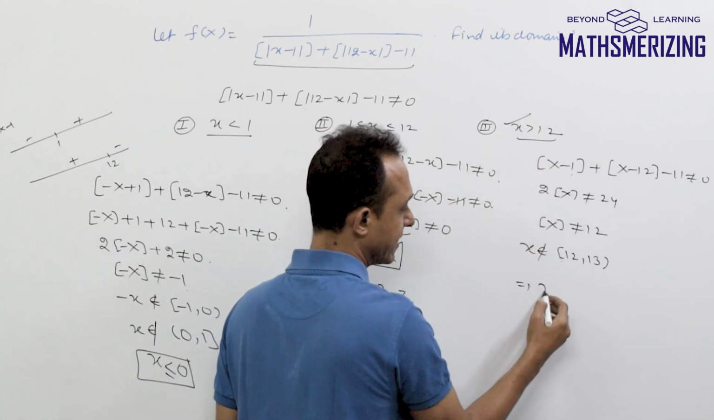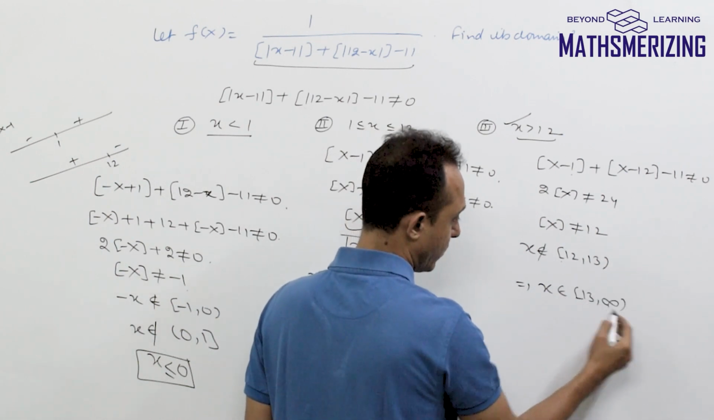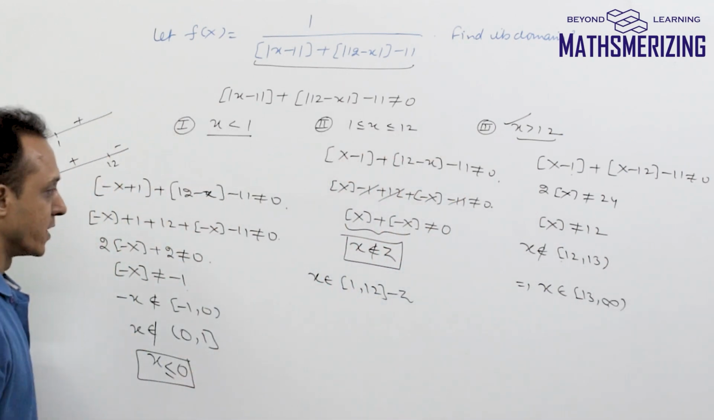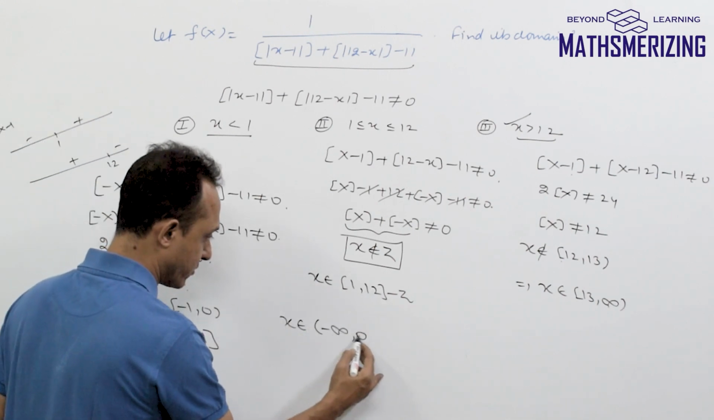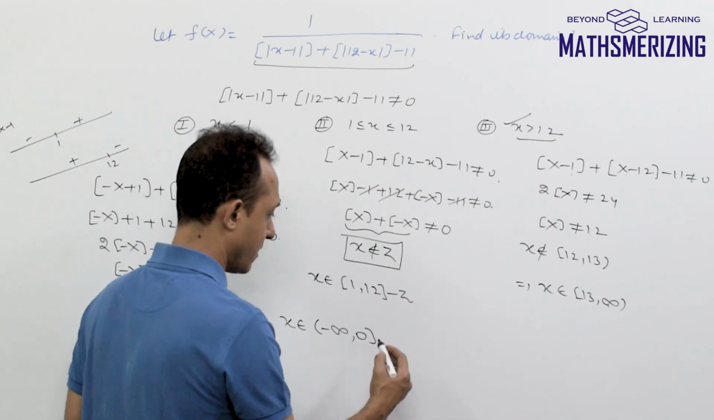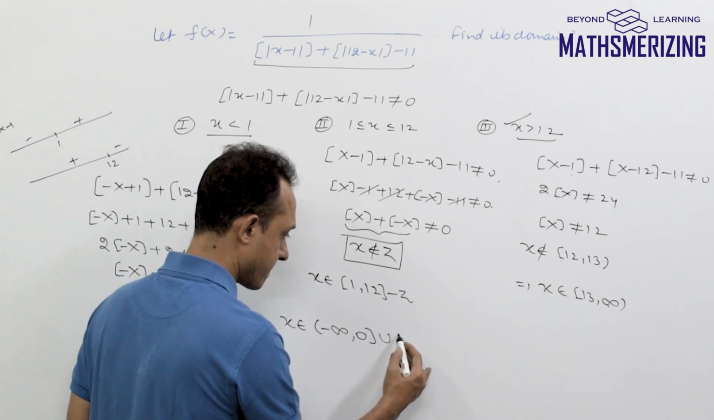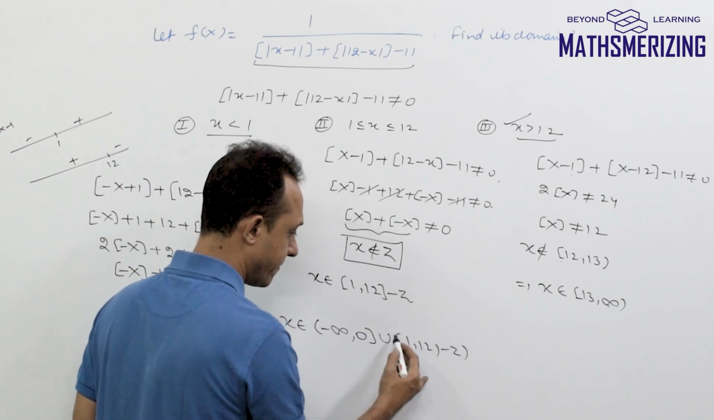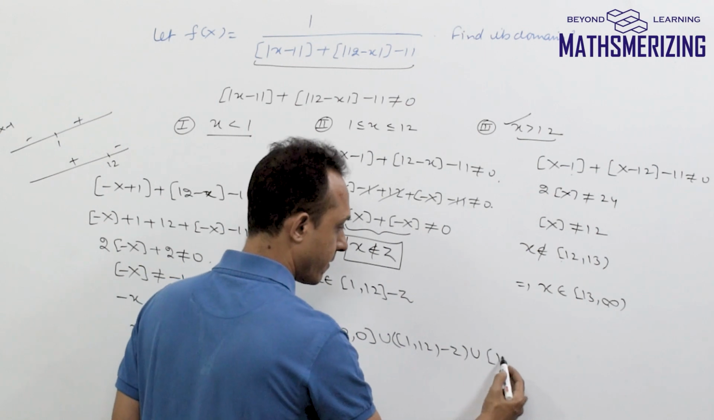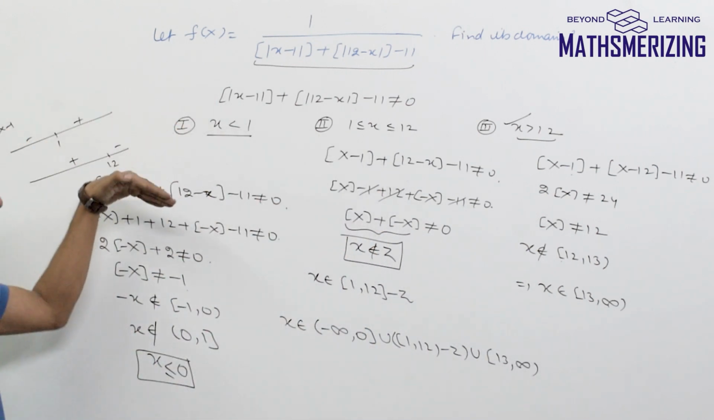So the result I'll get is the value of x should lie between 13 to infinity. So the answer to this question is either the value of x is less than or equal to 0, x belongs to minus infinity to 0, 0 included, union 1 to 12 except integers, union 13 to infinity. So that is the answer to this question.